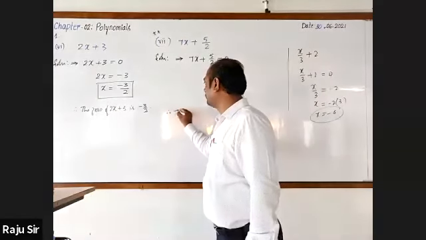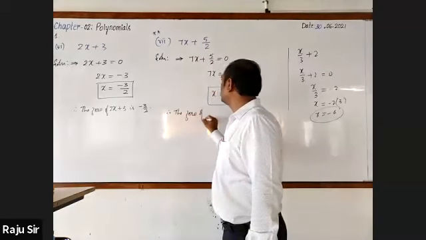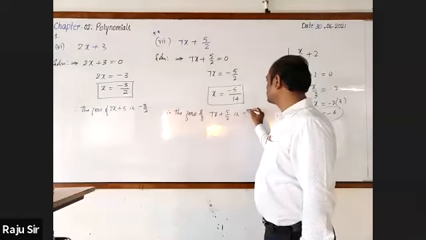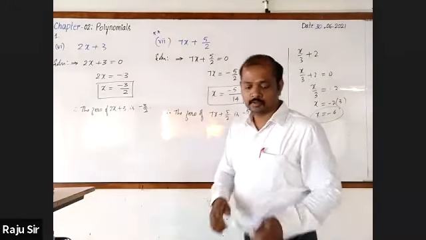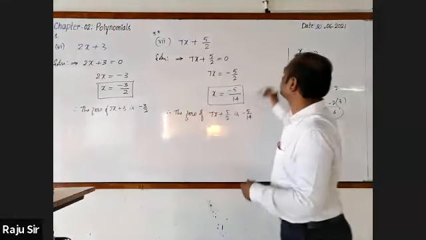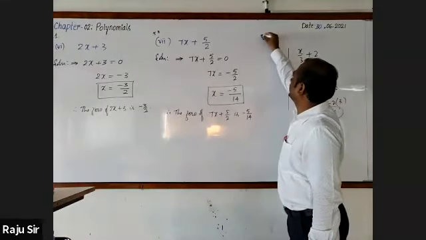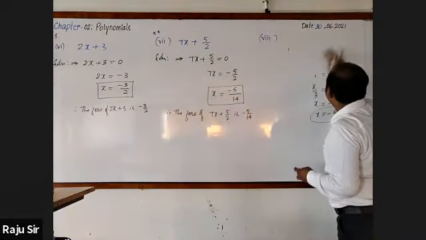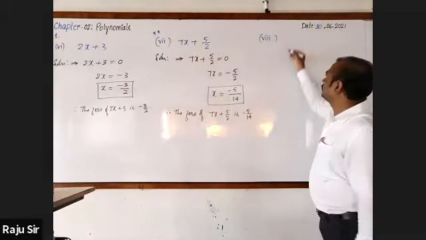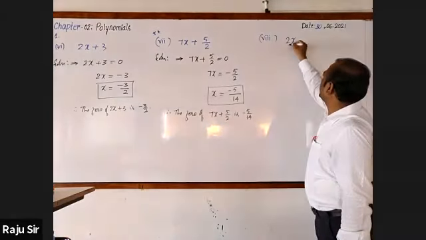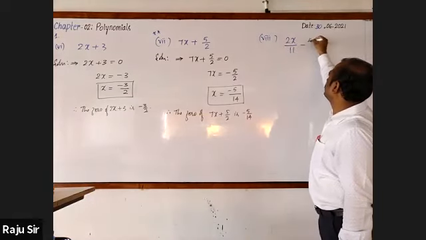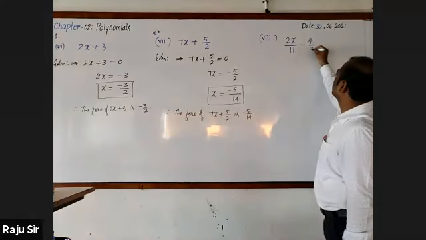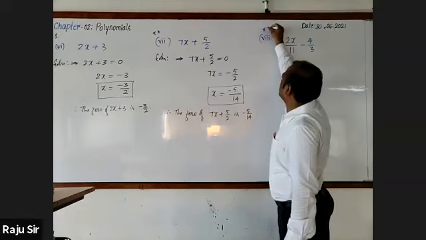Right. Therefore, the zero of 7x plus 5 by 2 is minus 5 by 14. Now let me take one more. Right. 8th one. This is 2x by 11 minus 4 by 3. Put double star mark for this one.